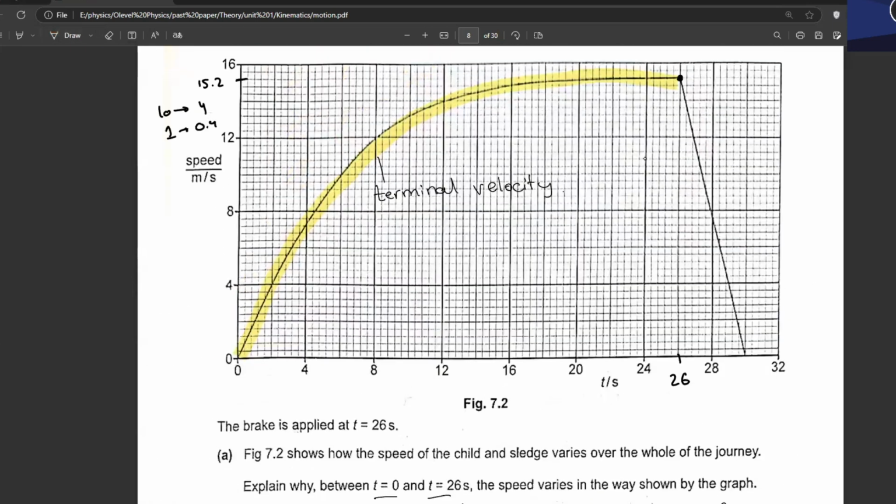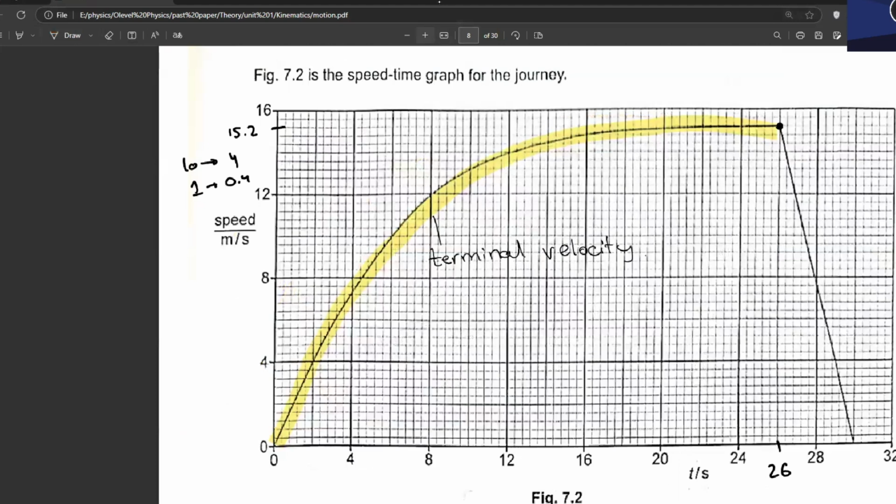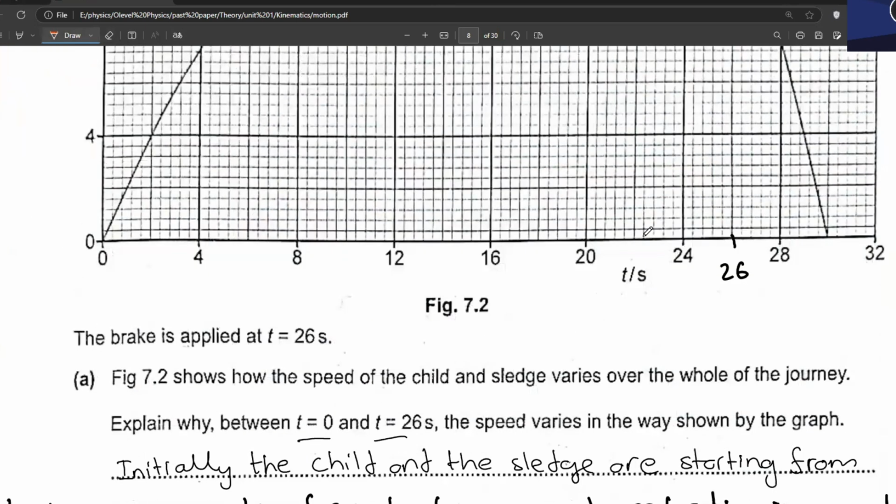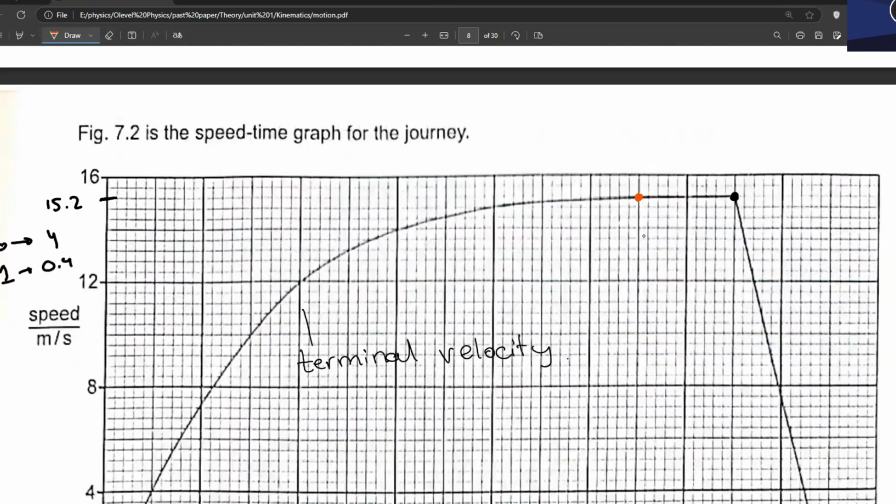Now, here is how an A star student will write the next point. An A star student will look for a point where the velocity has gotten constant. Maybe roughly at this point. If I remove this highlighting, you can see better. An A star student will say at roughly 22 seconds.